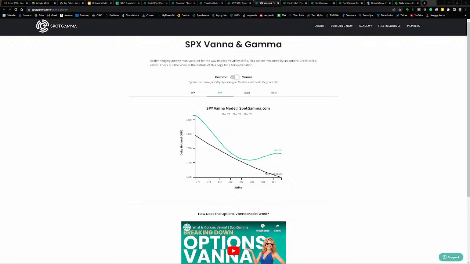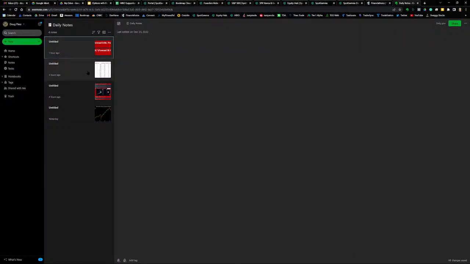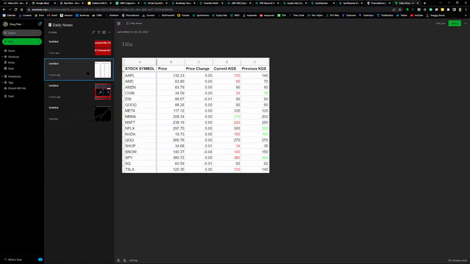Now let's take a look at some setups. So that is the preparation and positional analysis that I do before the market opens. And now one last thing that I do, and let's go take a look here. This is my watch list. This little spreadsheet that I keep, and I keep track of the current key gamma strike for every stock on my watch list, and I compare it with the previous day.